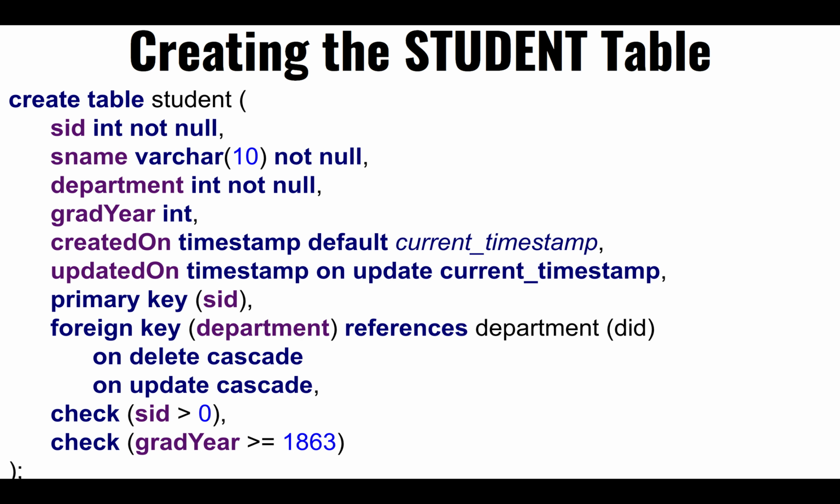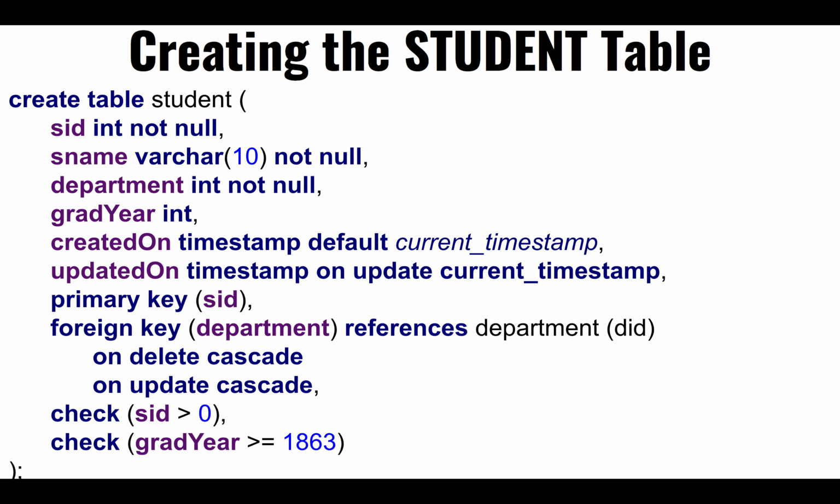Also, we're declaring a couple things here. We're saying that the primary key is the student ID. The department up there, the department int not null, is actually referencing another table, right? So it's referencing the department table, the department ID field in the department table. So the local department field here is referencing the DID field in the department table.